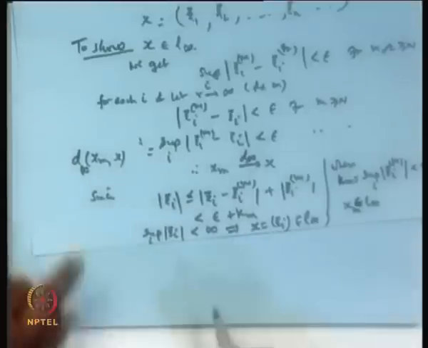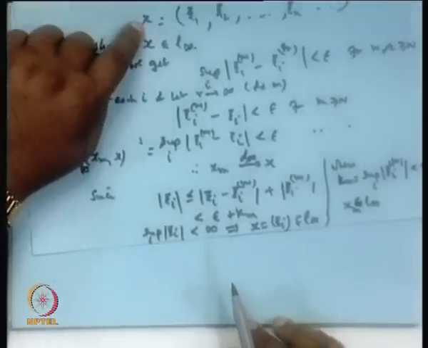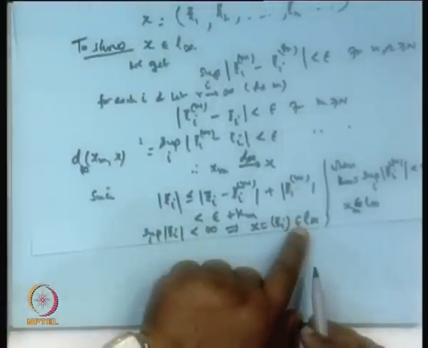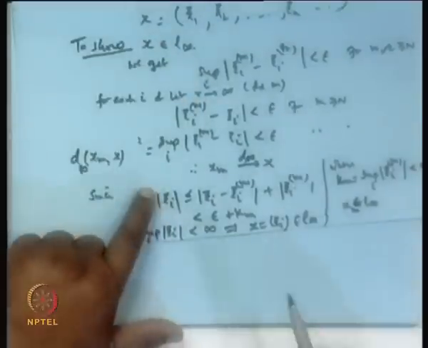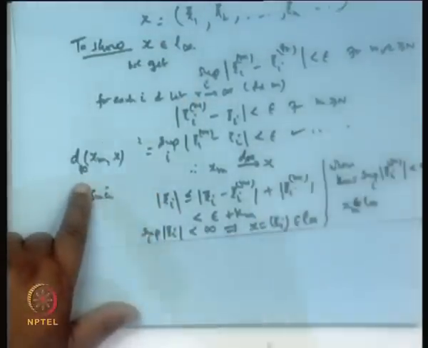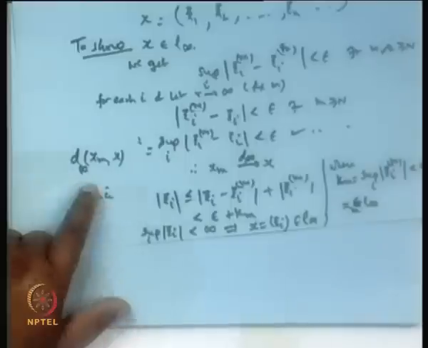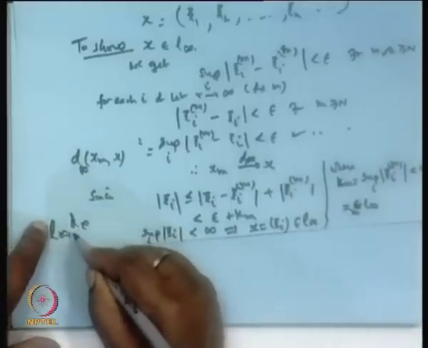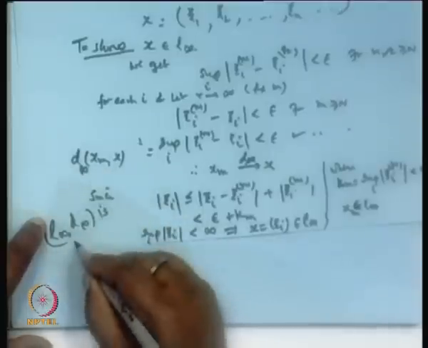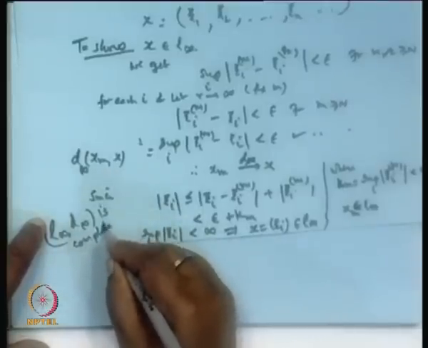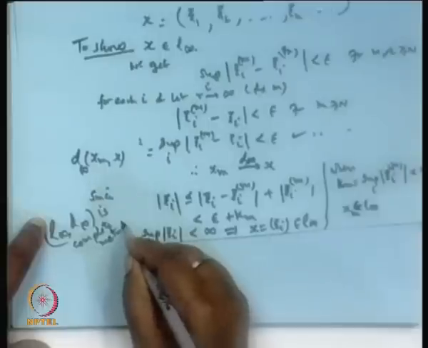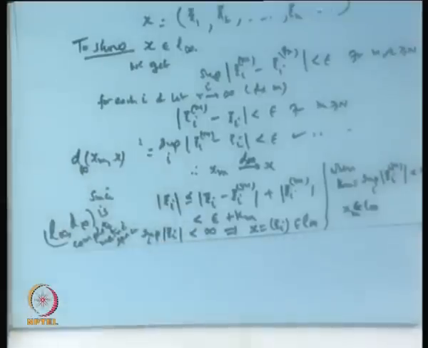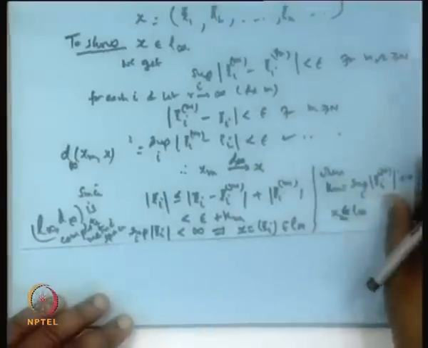Okay. So x_m converges to x, the limit point x belongs to L infinity, and the convergence is in the metric of L infinity. Therefore, (L infinity, d infinity) is a complete metric space. So this is very easy to show, the completeness.